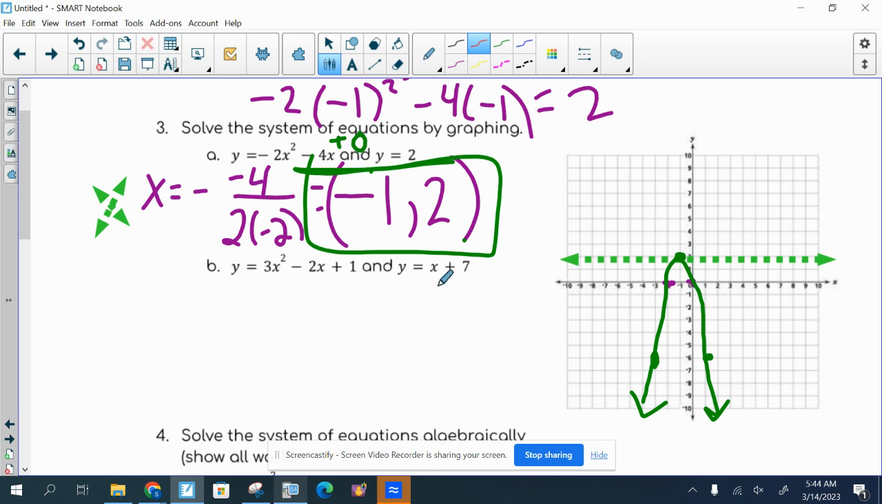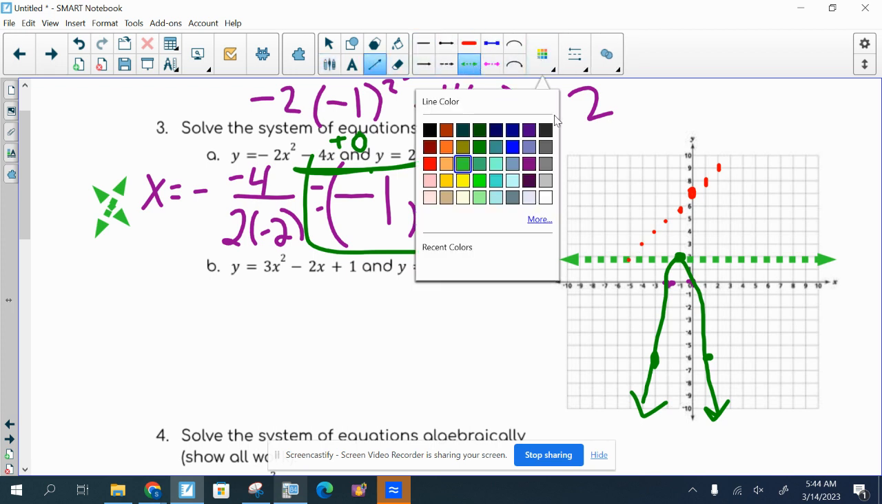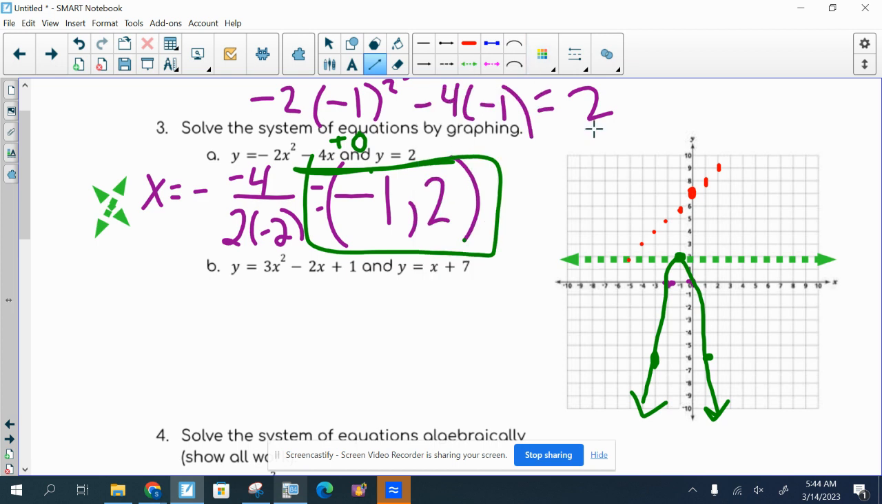Let me do the line first. So y equals x plus 7. So that has a y-intercept of 7. We'll plot that first. A slope of 1. So we're going to be going up 1 over 1. And then down 1, left 1. I'm trying to change this to red. Then draw your line.